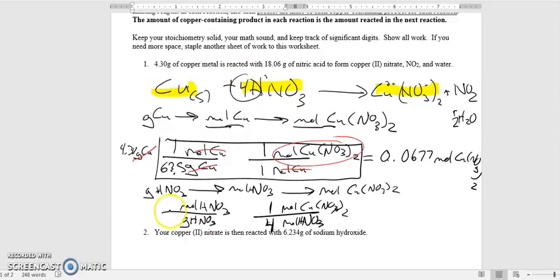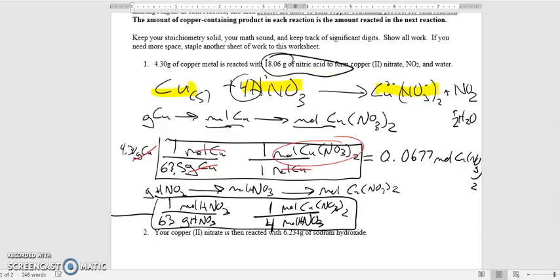Then we look over here. We know that 1 mole of nitric acid is equal to 63 grams. There's our unit multiplier. That's the device we're going to use. Multiply through. And this time we had 18.06 grams of nitric acid.